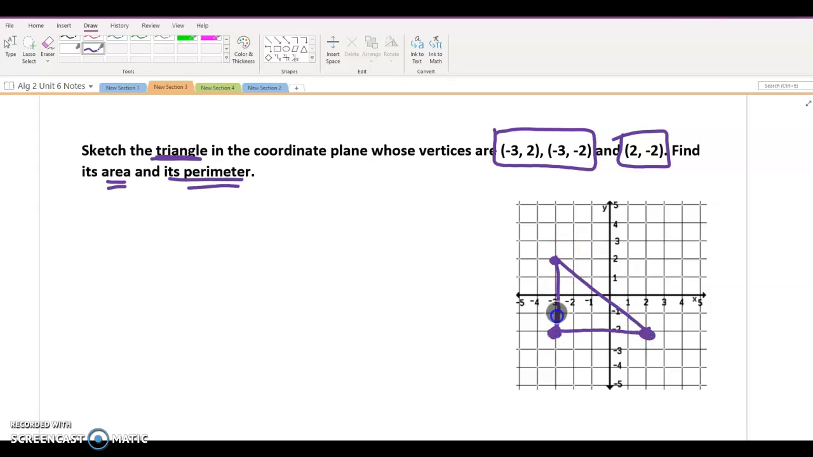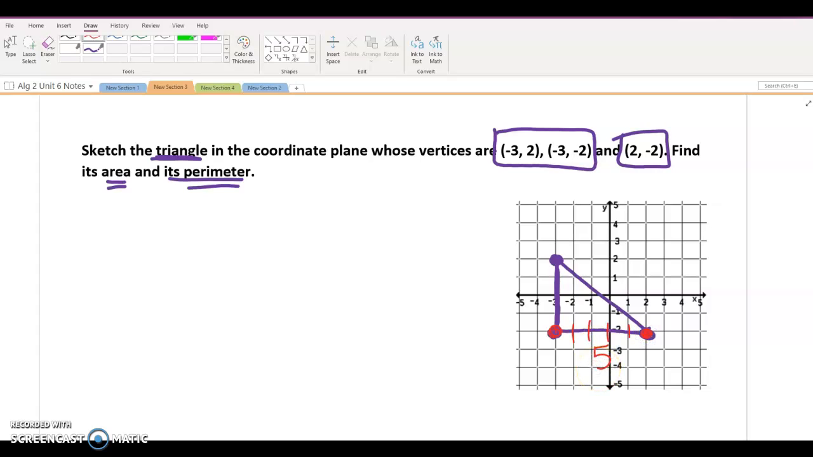Alrighty. So first things first, what do we need to find? You got it. The base and the height. So we'll do the base first. Remember, I'm going to start with the left point. I just do that because that's the way we read from left to right. So start at the left point, we count to the right. So we go 1, 2, 3, 4, 5.